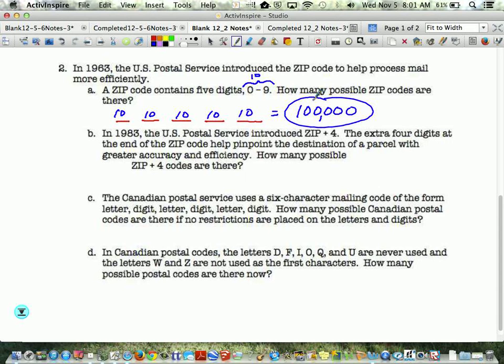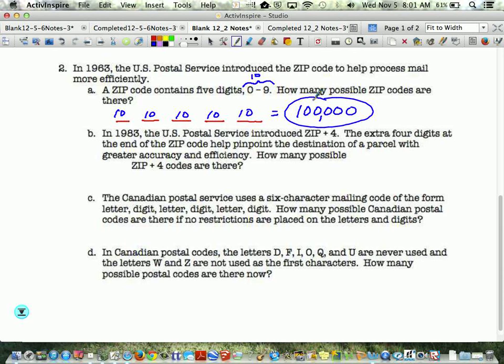In 1983, the U.S. Postal Service introduced zip plus 4. The extra 4 digits at the end of the zip code help pinpoint the destination of a parcel with greater accuracy and efficiency. How many possible zip plus 4 zip codes are there? So in other words, now you take a city like Minnetonka and you have 50 or 60,000 people that live here. Now you can split it up into maybe quadrants. So the plus 4 part helps kind of pinpoint that area.